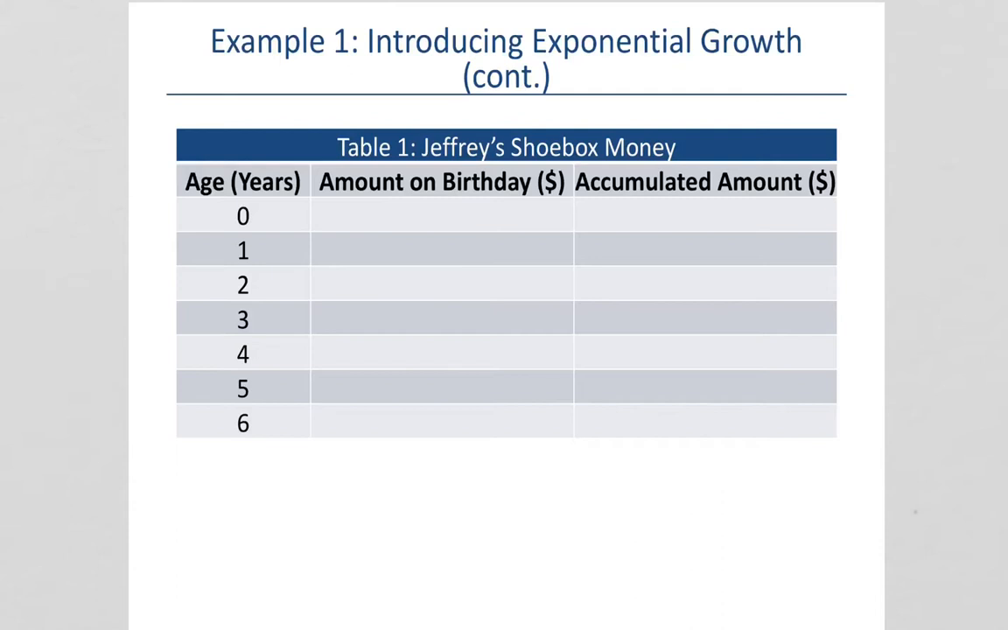Okay, so first she started with $1 in the shoebox. Then when he was a year old, she put in $2. When he was 2 years old, she put in $4. At 3, she put in $8. At 4 years, she put in double that, so $16. On his 5th birthday, double that, $32. And on the 6th birthday, double that, $64.